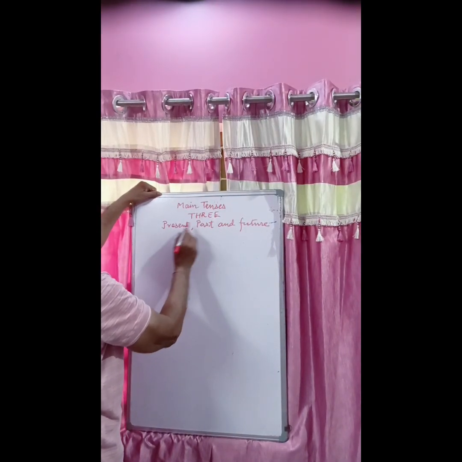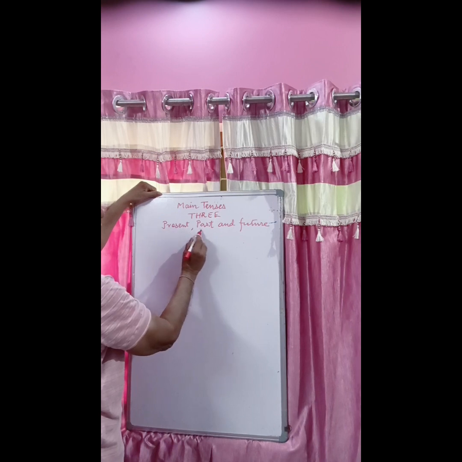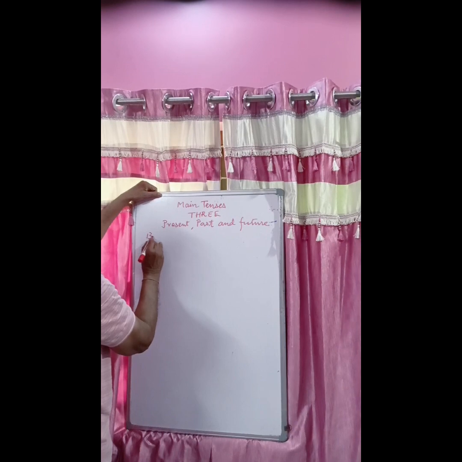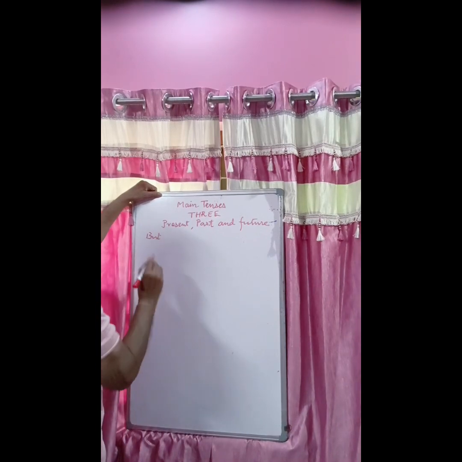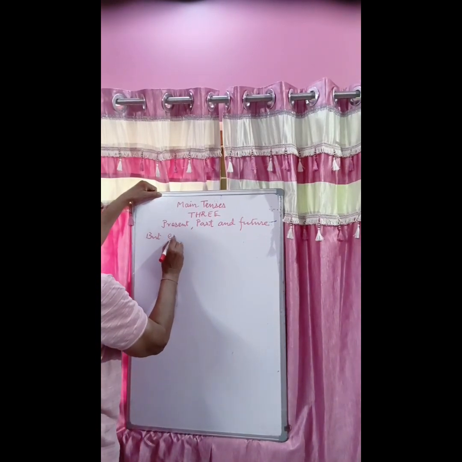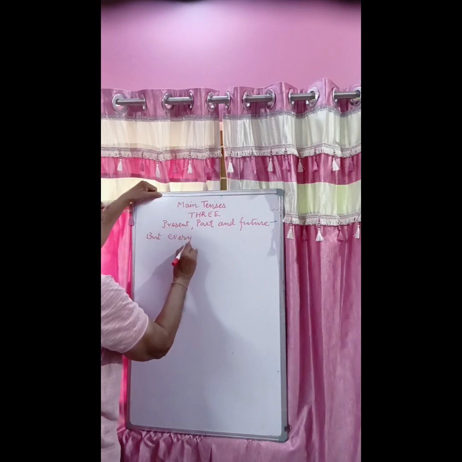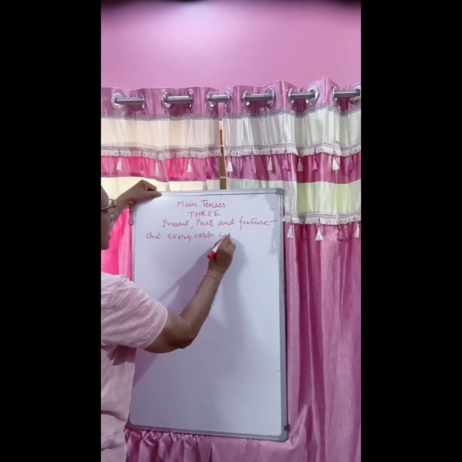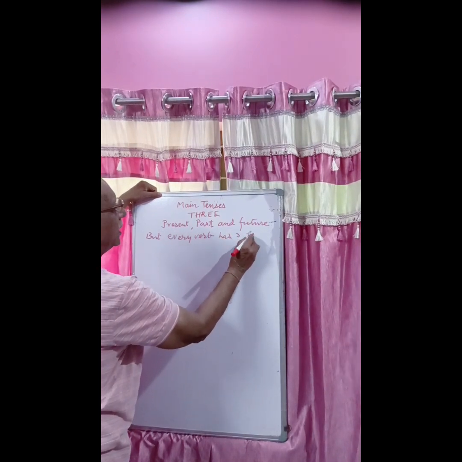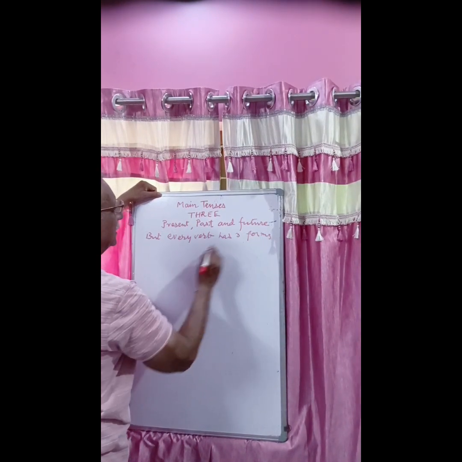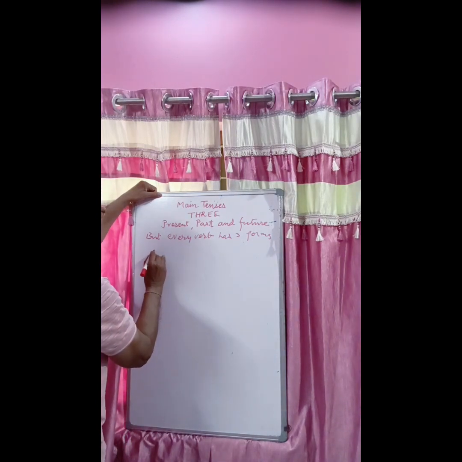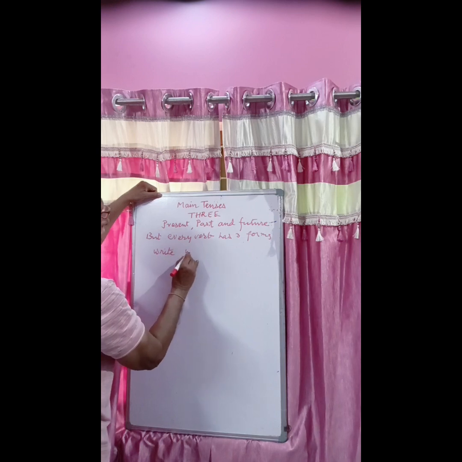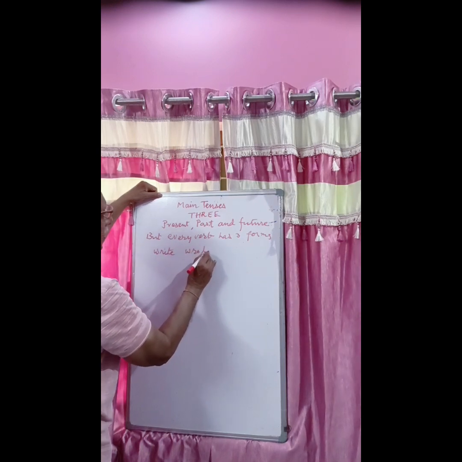R3, present, past and future. But every verb has three forms. Every verb has three forms, such as write, wrote, written.